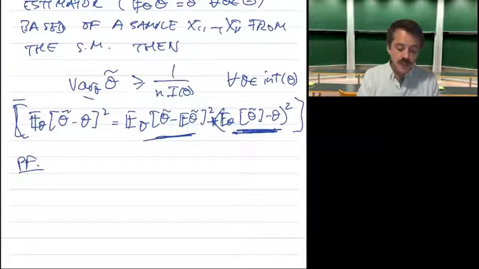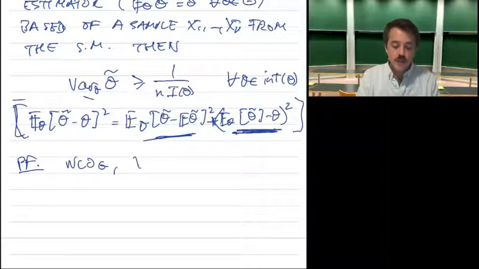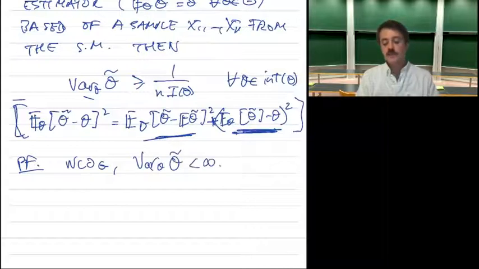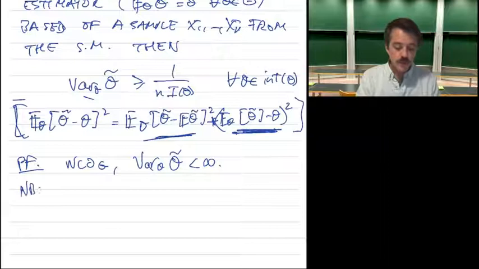So proof, and let's start by simply saying that without loss of generality, we can assume that the variance of this estimator is finite, because if it were infinite, then of course infinity is lower bounded by any quantity, any real number. So now note the following.